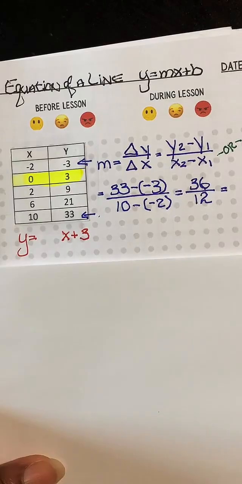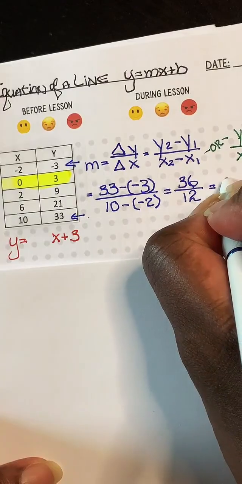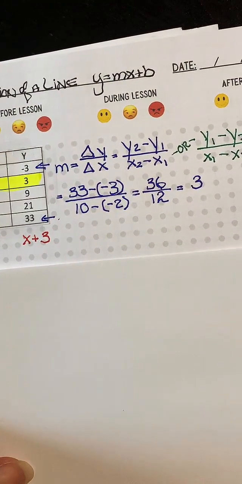Okay. We can actually break it on down to 3 over 1 because 36 divided by 12 will give me that 3. So you can say 3 over 1 or you can simply say 3. Good. There you go.